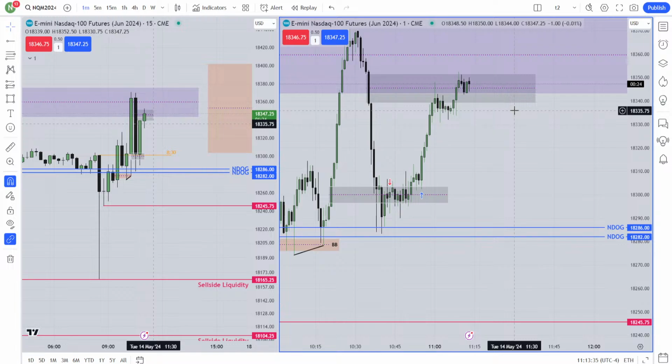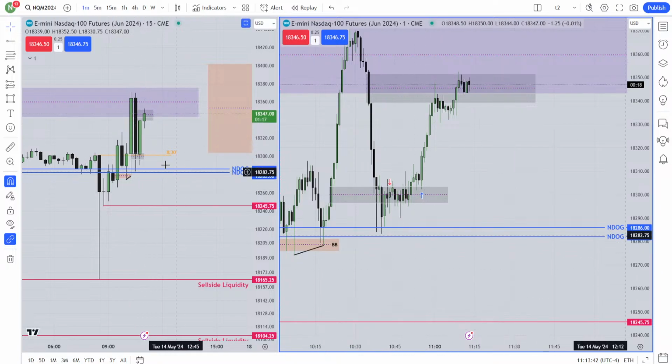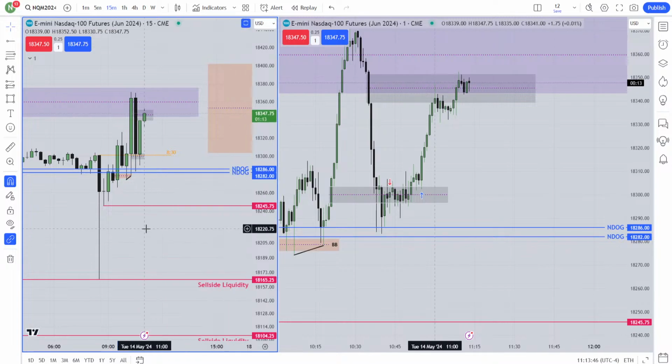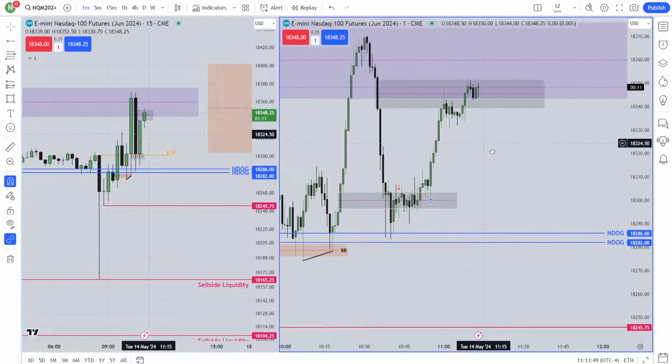8:13 is the candle, new week opening, the lower one, not the higher one. Oh okay, so there was another new week opening gap, I guess. I didn't mark it, or maybe I removed it, brother. I don't remember.